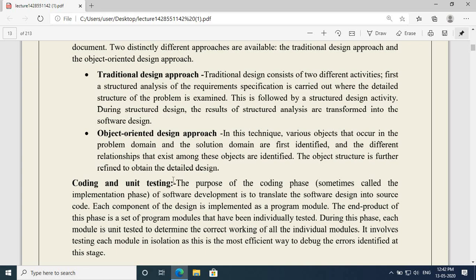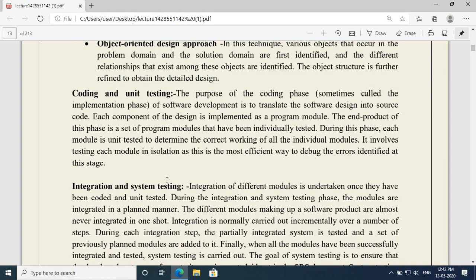After the design phase is complete, the next phase is coding and unit testing. In the coding and unit testing phase, the programmer must write the code to develop the software. That code is known as the source code. Each component of the design is implemented as a program module. The end product of this phase is a set of program modules that have been individually tested.